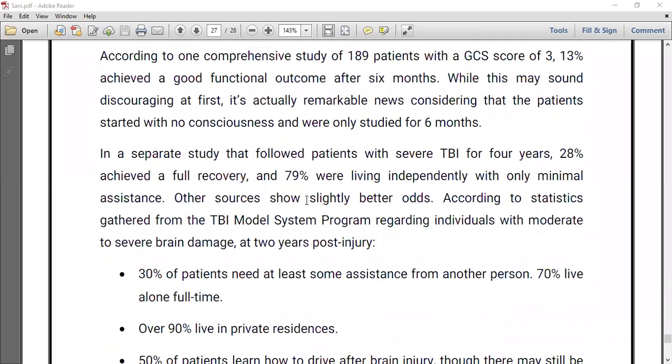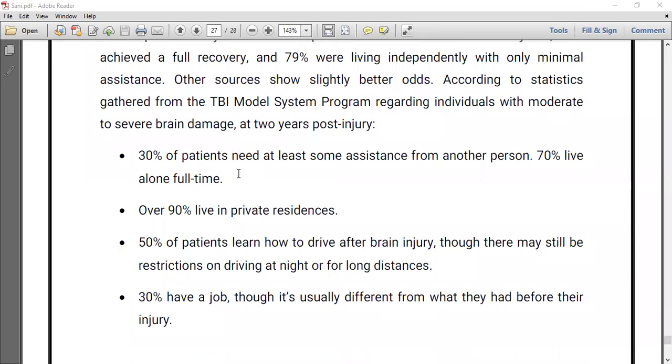These are the basics. In a separate study, data followed patients with severe TBI for 4 years. 28% achieved a full recovery, and 79% were living independently with only minimum assistance. Other sources show slightly better outcomes. According to statistics gathered from the TBI Model Systems program regarding individuals with moderate to severe brain damage at 2 years post-injury, 30% of the patients need at least some assistance from another person, and 70% live alone full time. Over 90% live in a private residence.